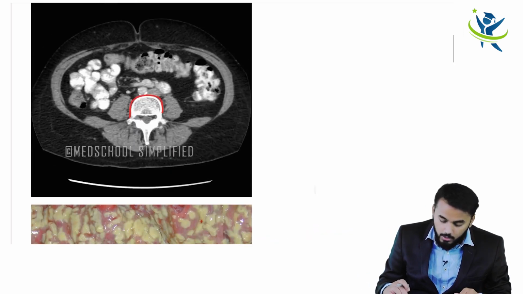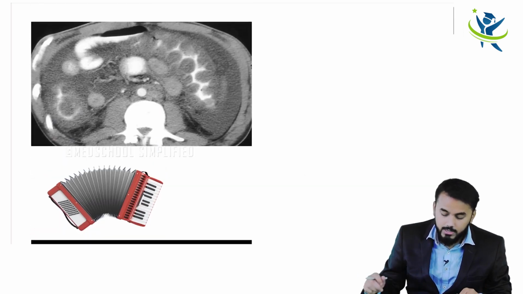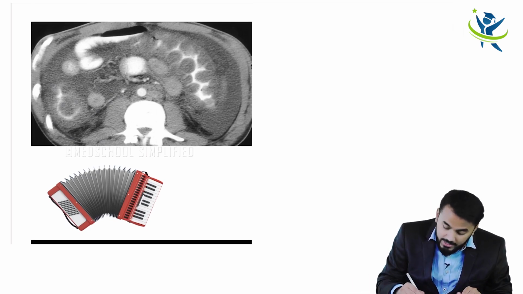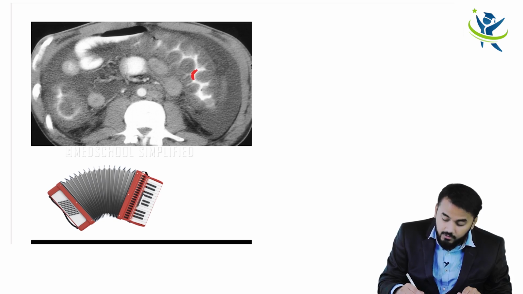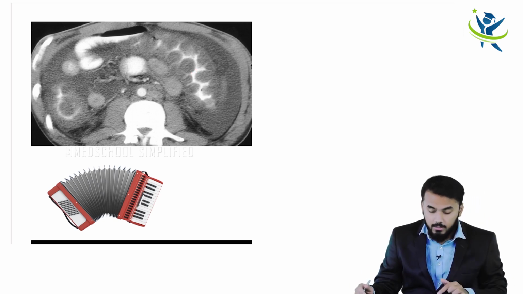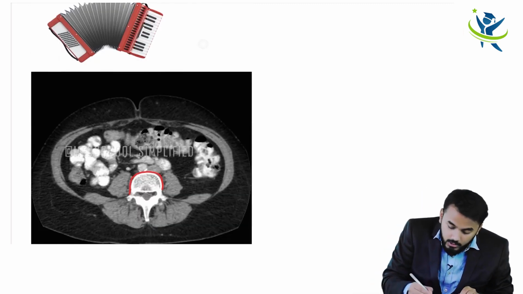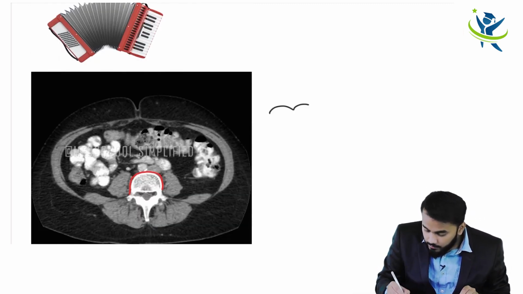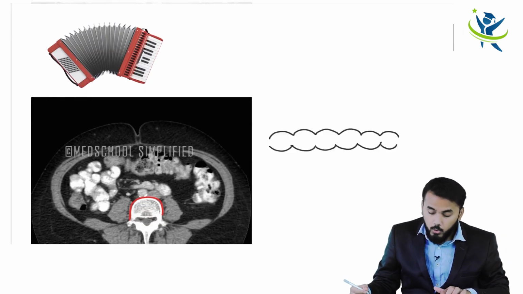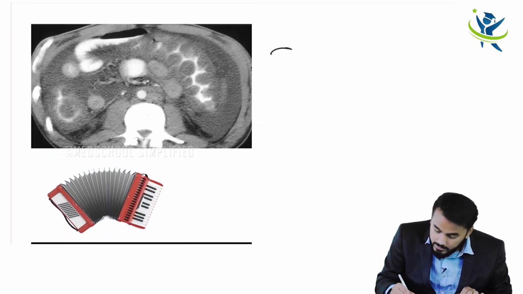But look at the colon above. Look at this colon. The colon is so inflamed that you see a dark whitish thing here. This dark whitish thing is nothing but the wall of the colon which has become thick. Let me draw it and explain to you. For example, this is the colon which you are seeing here. Now look at the colon here.